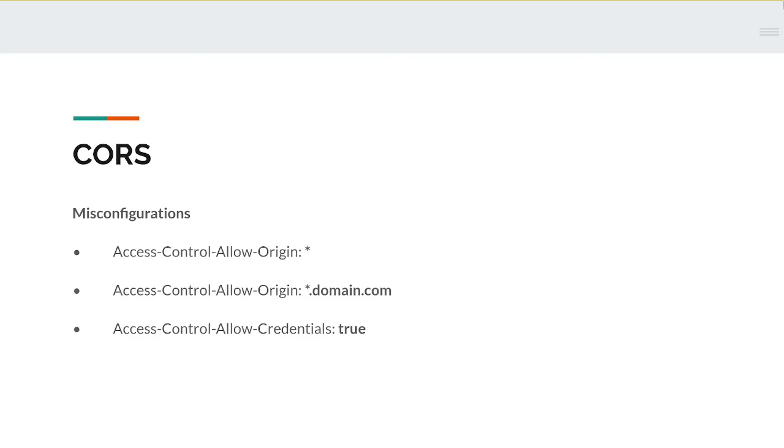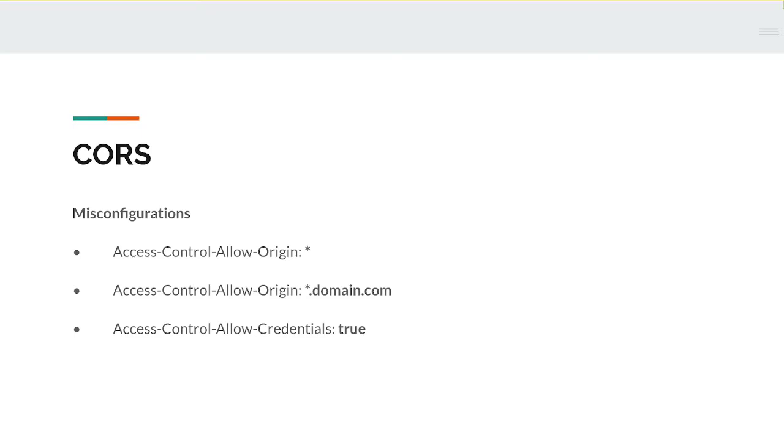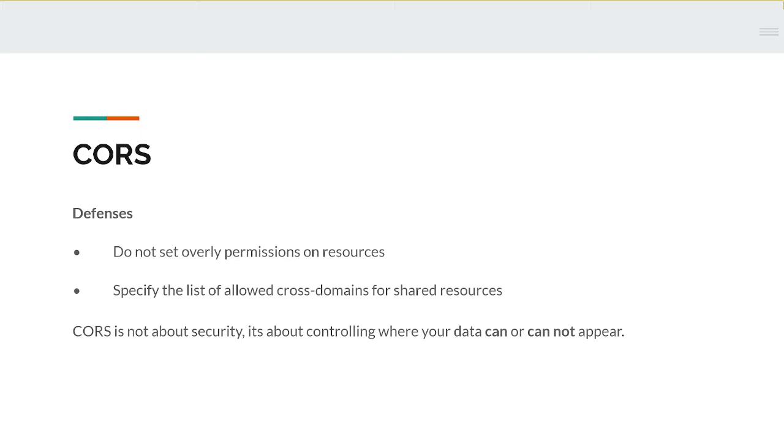The last line, access control allow credentials, goes through. That means that in the request, we are also authorized with the cross origin. So we are actually passing our own authentication there.